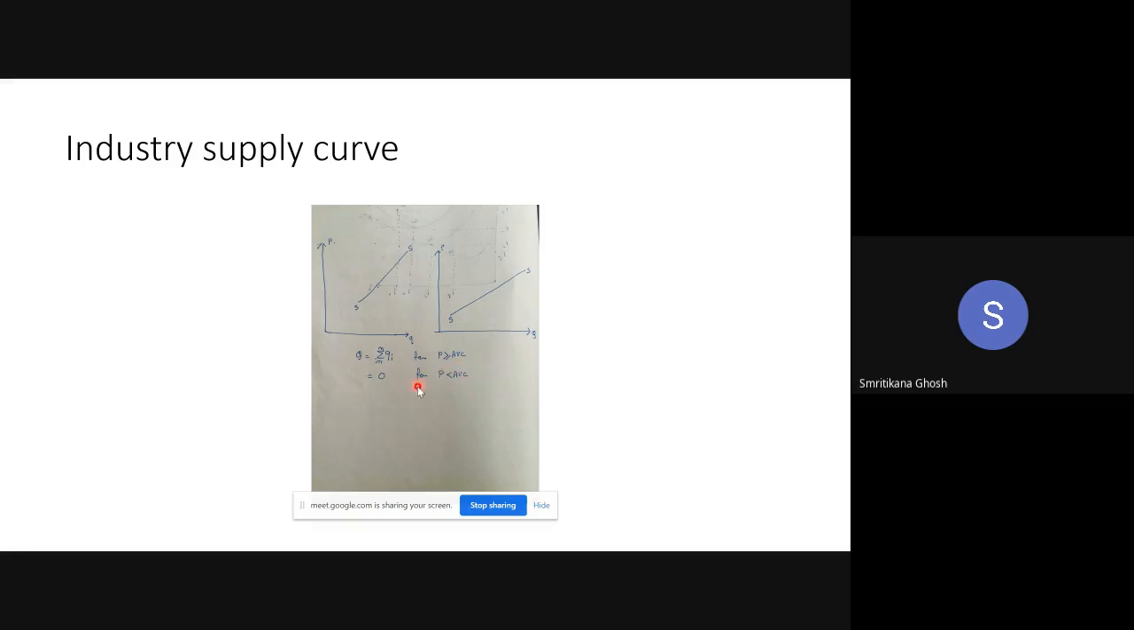Look, who is asking the question? What will be at the minimum of AVC? Yes, it is on the supply curve. The minimum of AVC, the shutdown point, is also on the supply curve. Below that, there will be nothing.